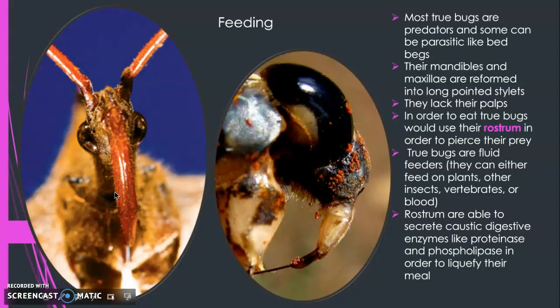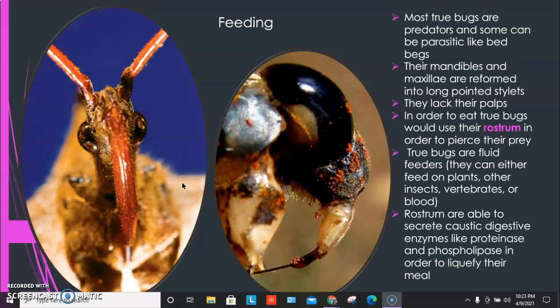Okay, so feeding. I love this picture. Just so y'all know, this is also a wheel bug, an up close picture. And this one's a little bit different. This is a water bug. I have a little video that I would like to show y'all. You can't really see it, but giant water bugs have large forelimbs that grab their prey, and they pierce their beak into it. Most are predators. Some can be parasitic, like bed bugs. Their mandibles and maxillae are reformed into long pointed stylets, and they usually lack their palps.